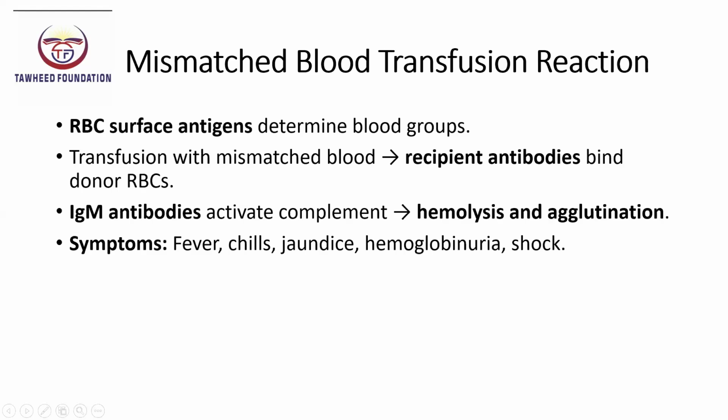Next is mismatched blood transfusion reaction. In a mismatched transfusion, the recipient receives red blood cells with antigens that are not present in their own blood. For example, if someone with blood group A receives blood from group B, their pre-existing IgM antibodies recognize the donor red cells as foreign. These antibodies activate complement, leading to agglutination and lysis of the donor cells.